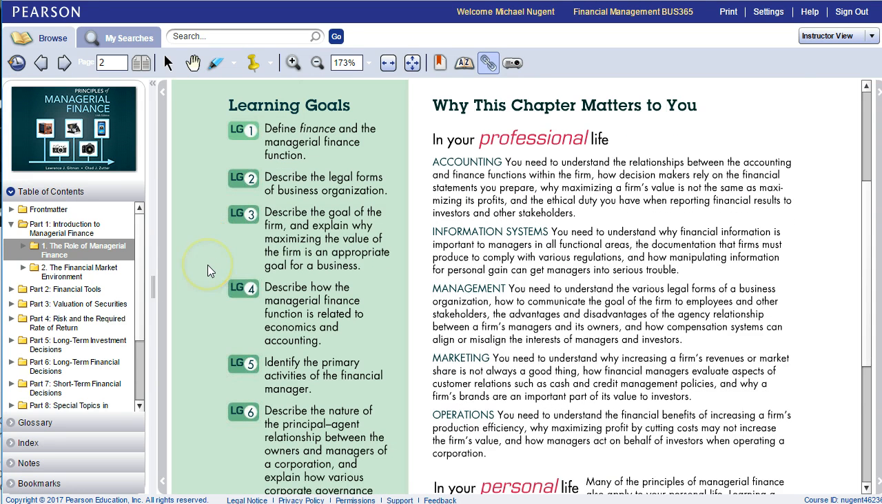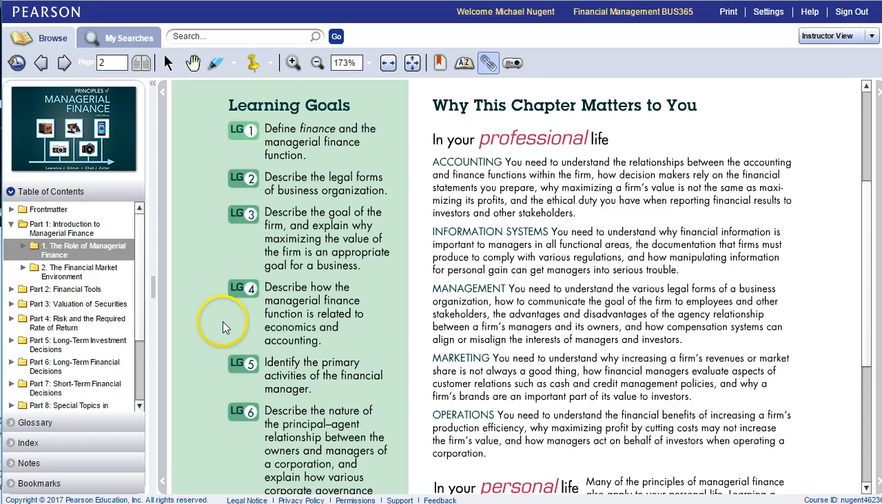The third learning goal of the first chapter was to describe the goal of the firm and explain why maximization of the value of the firm is an appropriate goal for business. So this is what sets up the whole premise of finance, which is to help companies maximize shareholders' wealth. And one of the reasons that we ran the Zoom simulation in 330 was to reinforce and show that companies are judged upon their ability to maximize shareholders' investments and shareholders' wealth.